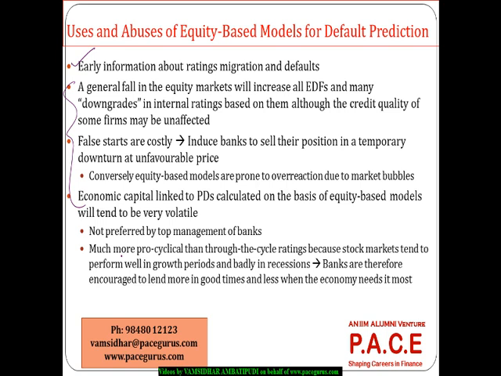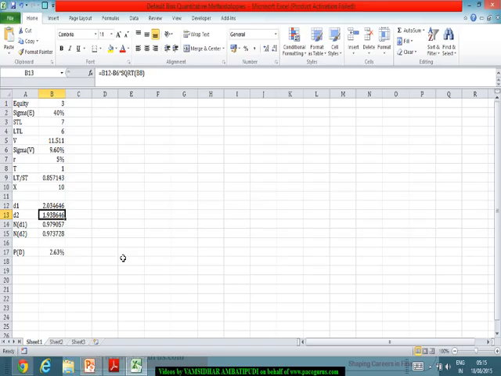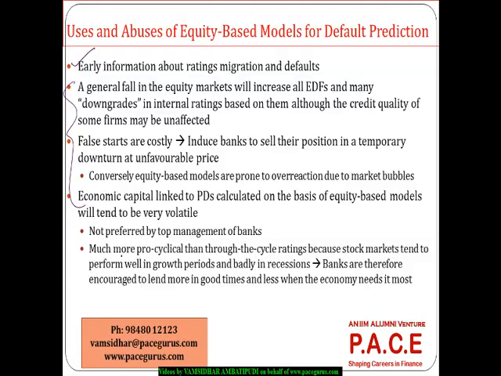And many downgrades are happening in the internal ratings, which means though the credit quality of those companies was unaffected, still we could see that because the probability of default has increased for those kind of firms, their credit ratings can get badly impacted. So this is the biggest abuse that comes using these equity based models. The general fall in the equity market can hamper the credit ratings and credit quality of the company.